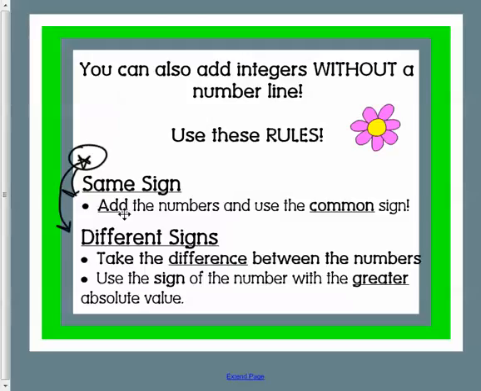Okay, same sign: you add the numbers and use their common sign. Different signs: you take the difference between the numbers. Use the sign of the greater absolute value. I'm going to show you what I mean.